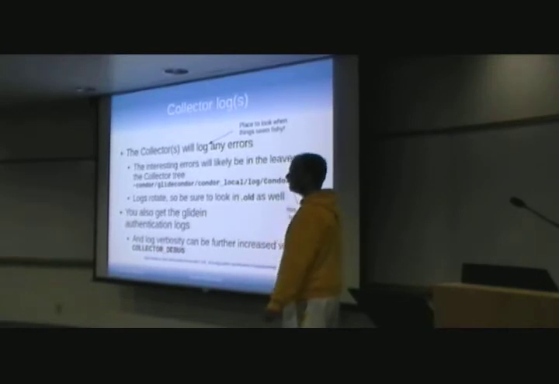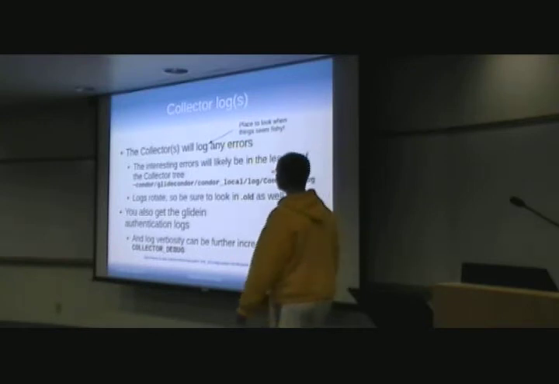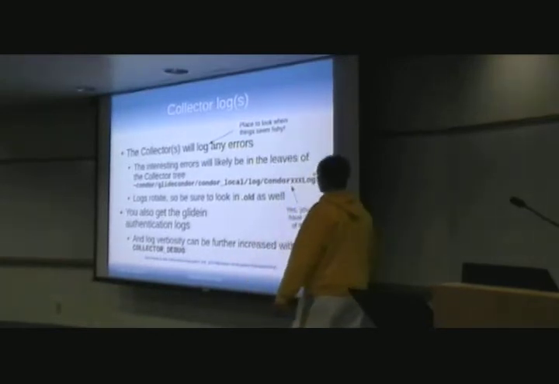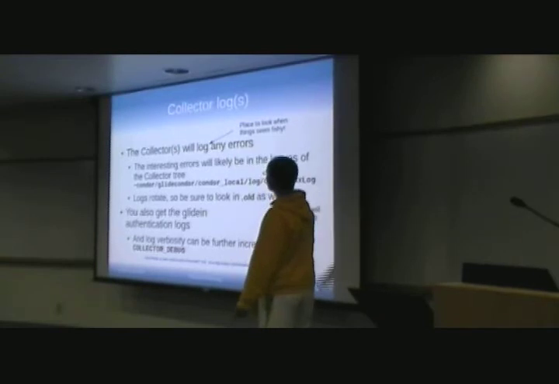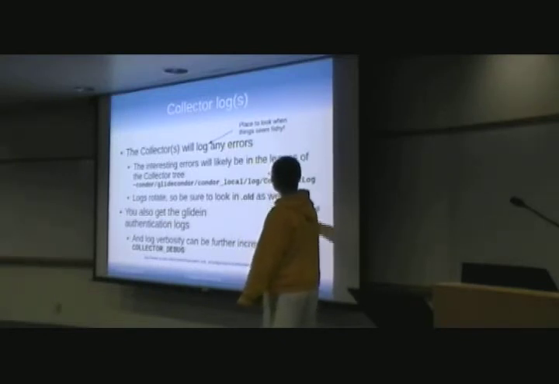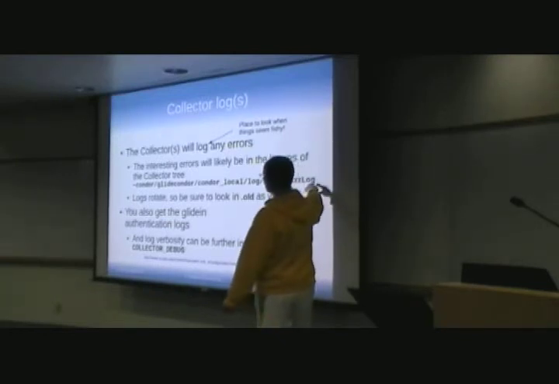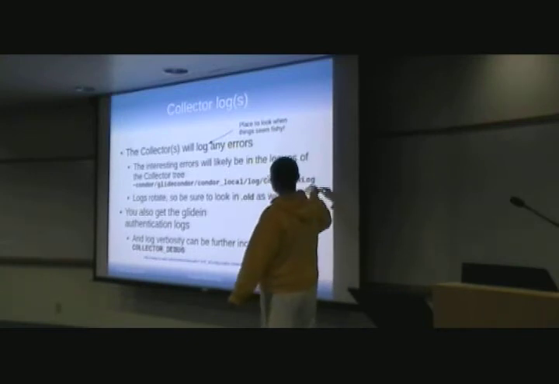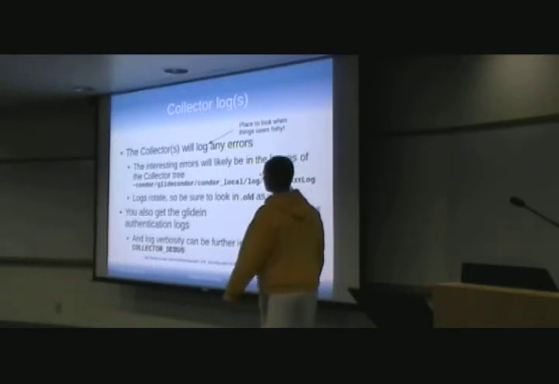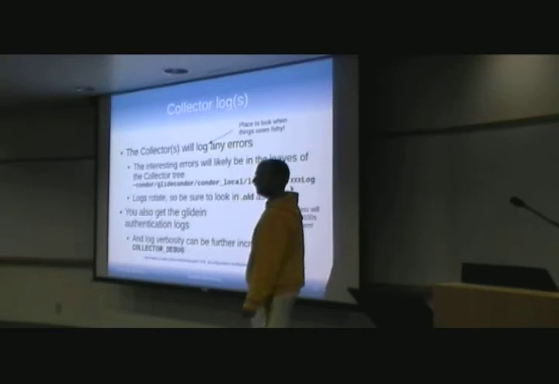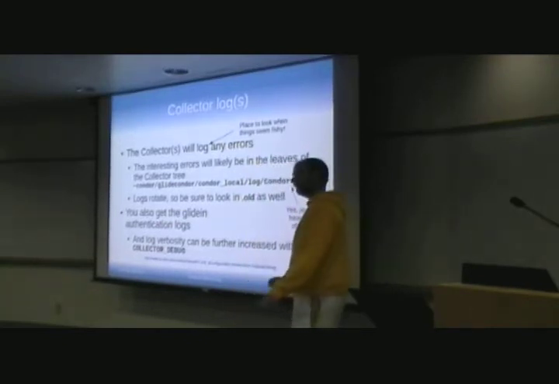Another thing that you can do is parse the collector logs, and you have to log into the central manager for that. And you will mostly look in there to find any problems. Each leaf in your collector tree will have its own log, so yes, you will have hundreds of them, which may be a little bit intimidating. And they rotate, so make sure you look in the .old file if you're looking for something that is not happening right now.